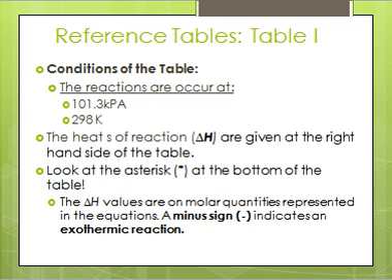Okay, some things to keep in mind. First of all, the reactions are occurring at standard pressure, but not standard temperature. The temperature for table I is 298 Kelvin. Something to keep in mind: when you see 298 in a question, you might want to tune in to table I. The heats of reaction, the delta H values, are all listed in the right-hand side column of table I. And like I mentioned, the asterisk will be there to tell you that minus sign is exothermic, so you don't have to memorize that, which is pretty nice.